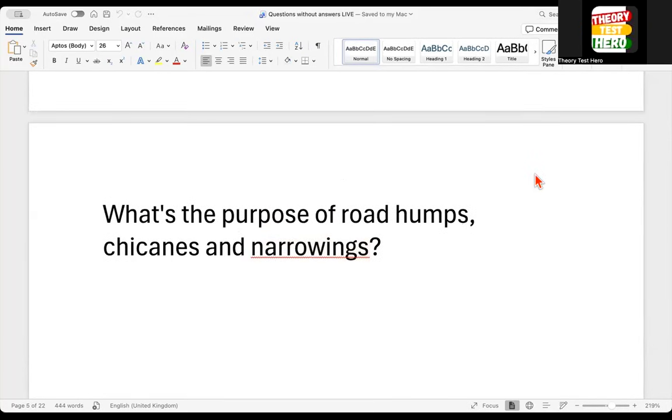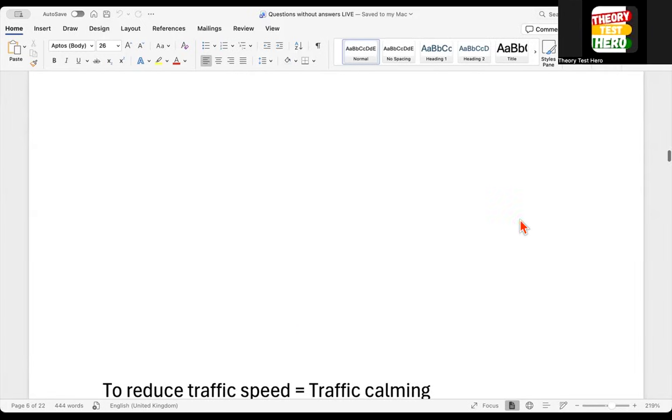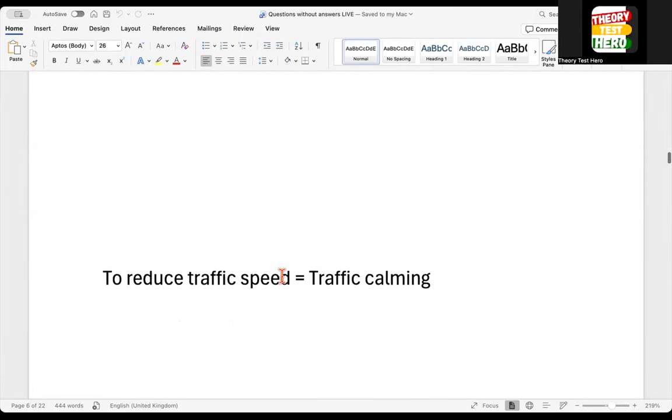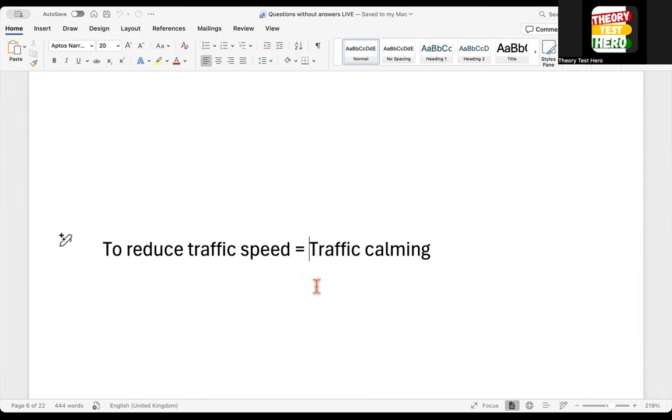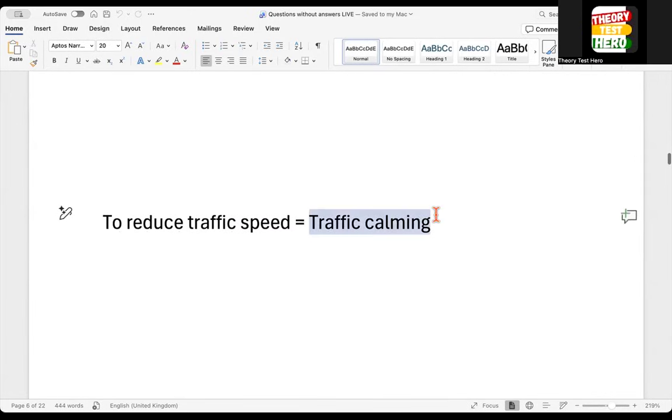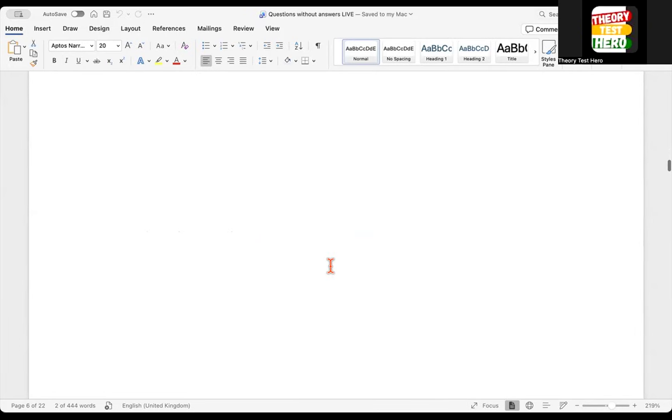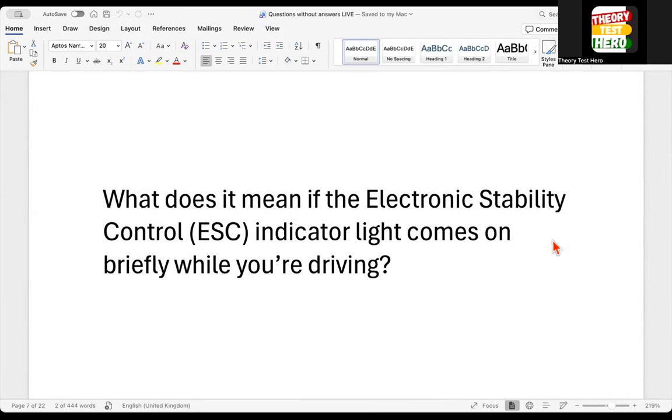What's the purpose of road humps, chicanes, and narrowings? So lots of you saying traffic calming, to slow traffic down, to reduce traffic. Okay. Or reduce speed or reduce traffic. To reduce traffic speed. Yeah. So traffic calming, not so much to reduce traffic itself, but to reduce the speed of the traffic. Okay, to slow everyone down, aka traffic calming measures. Okay. What does it mean if the electronic stability control indicator light comes on briefly while you're driving?